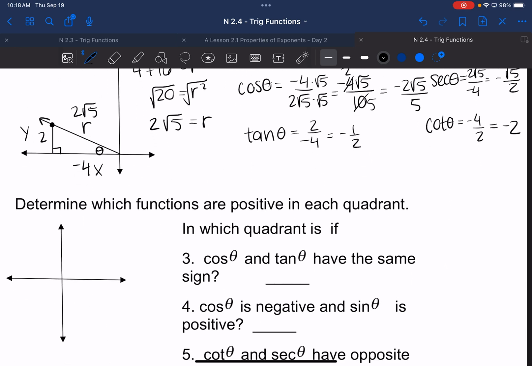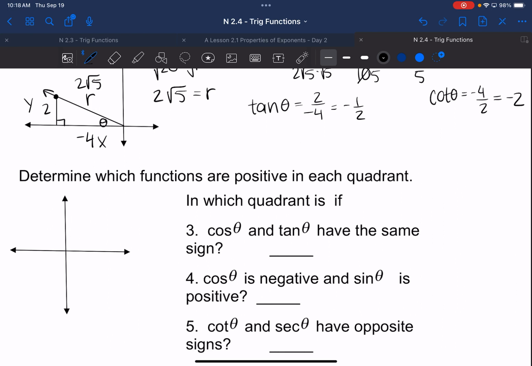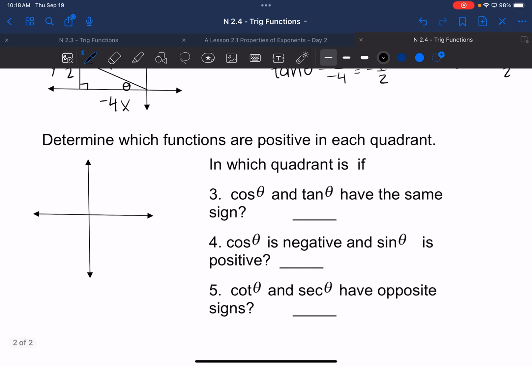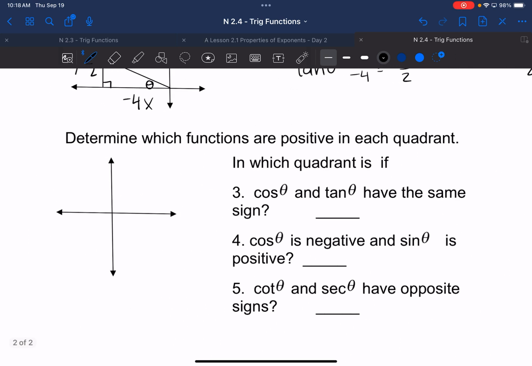It says we are going to determine which functions are positive in each quadrant. So we're going to do that before we answer questions 3, 4, and 5. All right, so if I were to draw my right triangle here in quadrant 1. So I've got my radius, my x, my y.